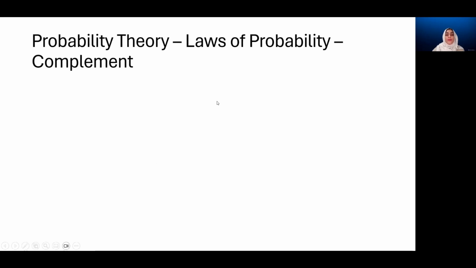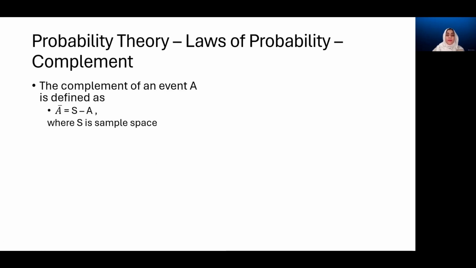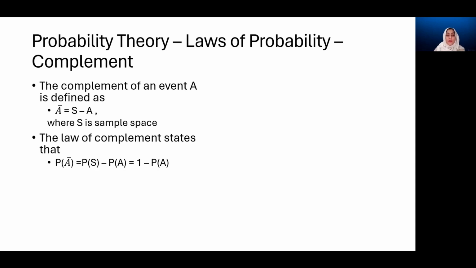The simplest of these rules is the law of complement. The complement of an event A is denoted as A bar or A dash sometimes. It is equal to the sample space minus that event, where S is the sample space. So the event A complement is going to have all of the simple events which are there in the sample space, but not in the event A. It is just like taking the difference between two sets, where the first set is the sample space and the other set is the event A.